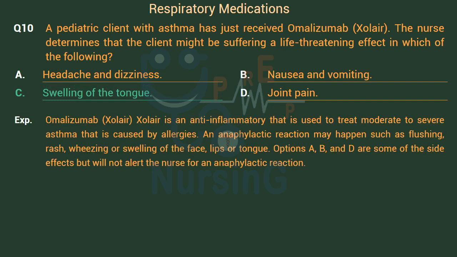Omalizumab, Xolair. Xolair is an anti-inflammatory that is used to treat moderate to severe asthma that is caused by allergies. An anaphylactic reaction may happen such as flushing, rash, wheezing or swelling of the face, lips or tongue. Options A, B, and D are some of the side effects but will not alert the nurse to an anaphylactic reaction.